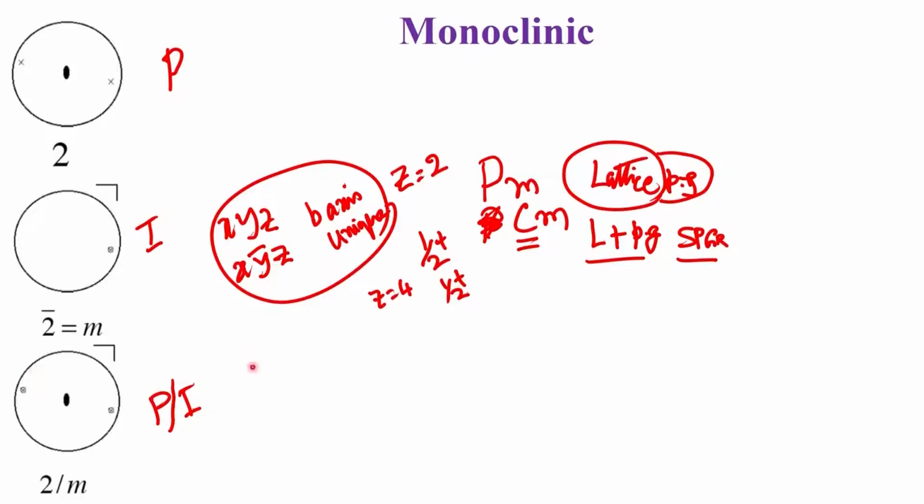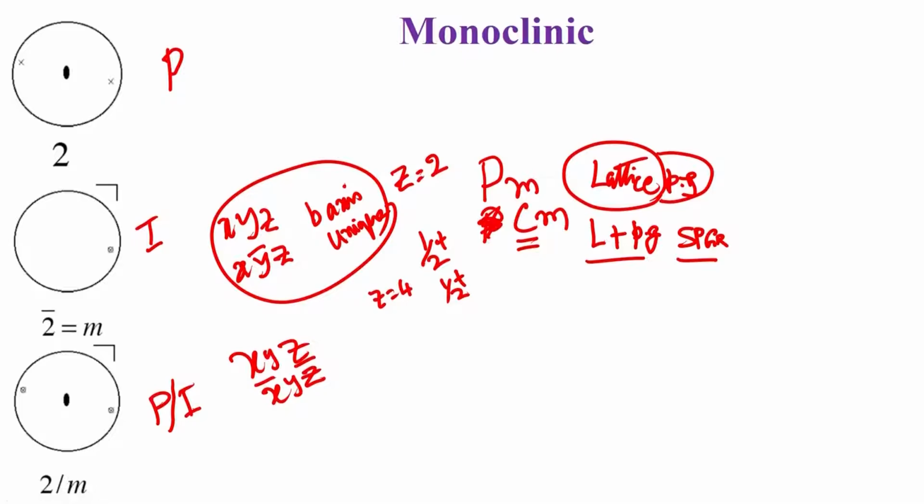So, if you have an x y z, x y z first will go to x bar y z bar. This is the two-fold operation. Now, we have generated therefore two equivalent points.